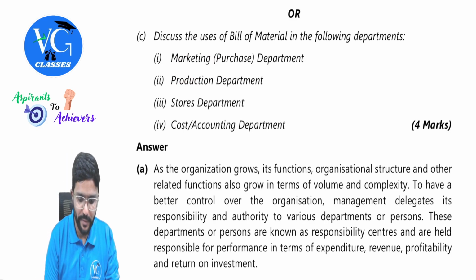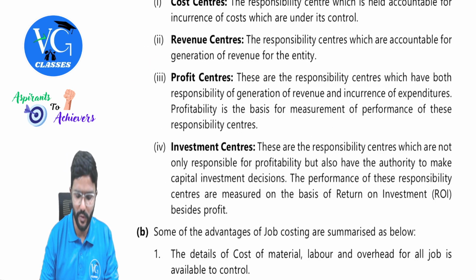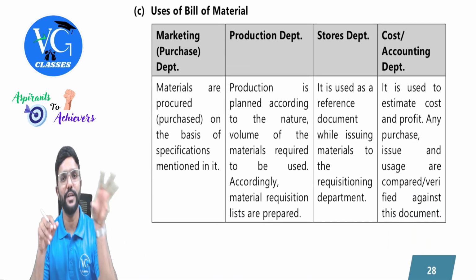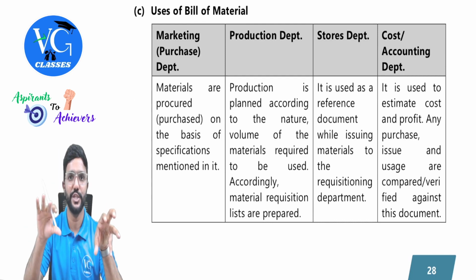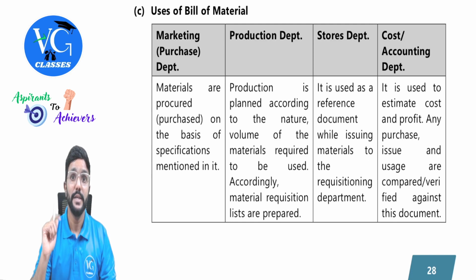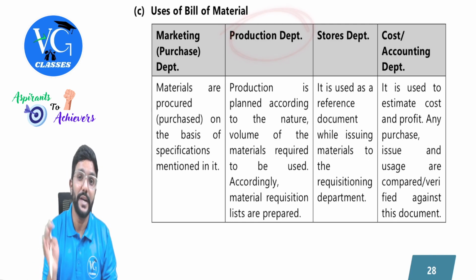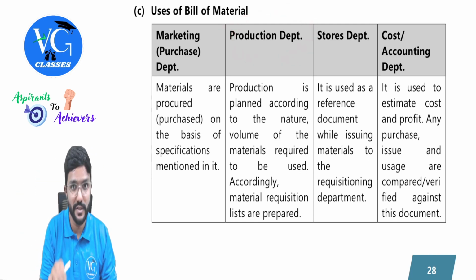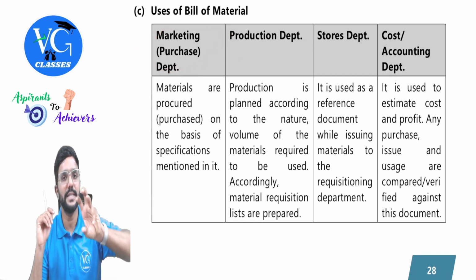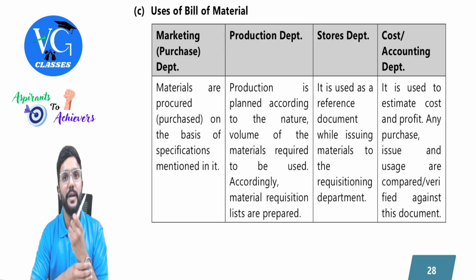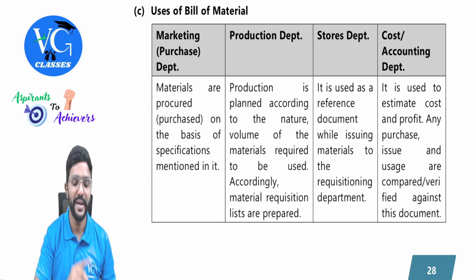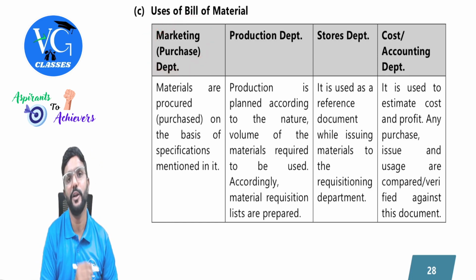For the purchase department, why do we require it? They should know what quality and quantity of raw material has to be used in production. In the production process, we know what quantity and quality of raw material has to be used. Accordingly, the purchase department has to purchase according to the quantity and quality mentioned in the bill of material, guys. That is why the purchase department requires bill of material.